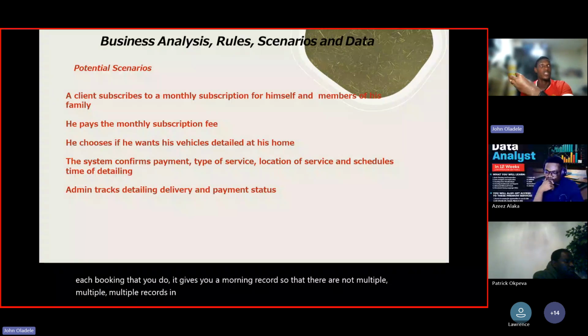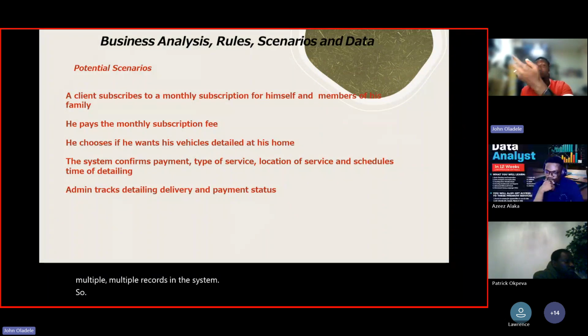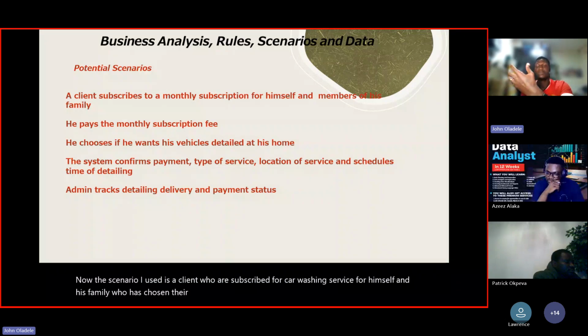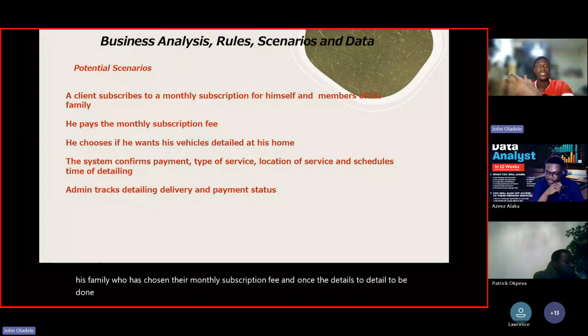So now the scenario I used is a client who has subscribed for car washing service for himself and his family, who has chosen the monthly subscription fee, and wants the service to be done at his place. So the system is supposed to confirm the payment, the type of service the client wants, where the client wants the service to be done, and how the client has chosen to pay, and then if the payment has actually been done.